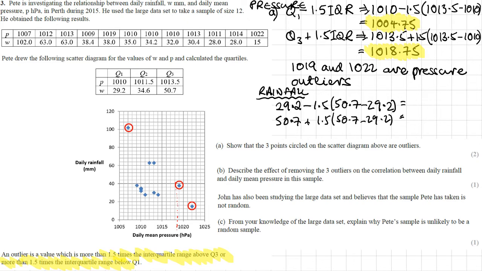Now if we work these out on our calculator, one will be negative 3.05, one will be 82.95. So I can't show this lower limit on my scatter diagram, it's below 0. But the 82.95, now whereabouts would that be? So I guess something like that. Okay, so that means that this point here is an outlier for rainfall. So that is the one where it has a rainfall value.